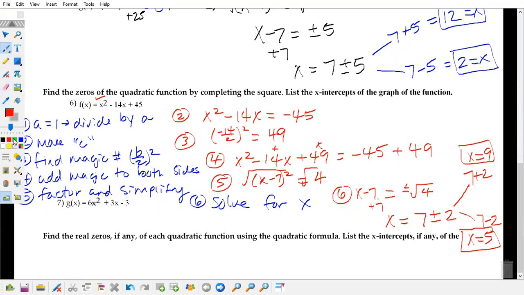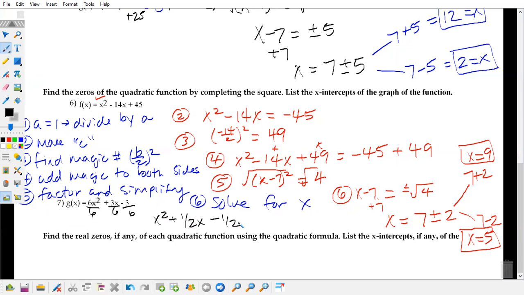So notice here how on number 7, we have a doesn't equal 1. So we would divide everything by 6. So we would really be working with x squared plus 1/2 x minus 1/2. And then you'd go through the rest of the steps. Does that make sense? Okay, that's what it means to divide.